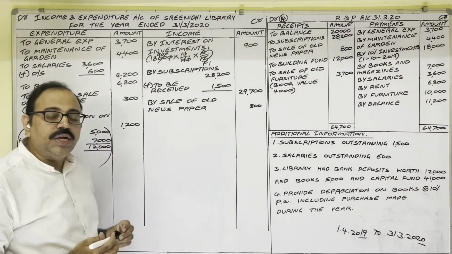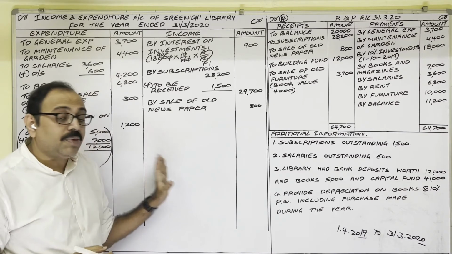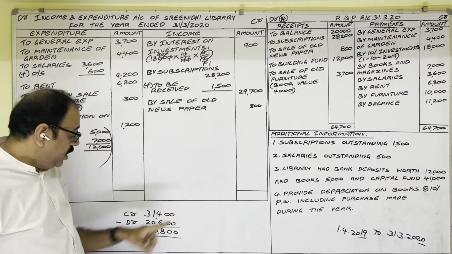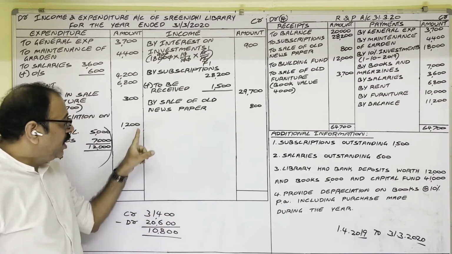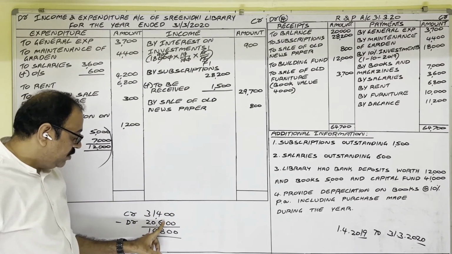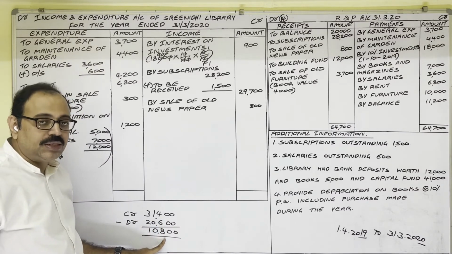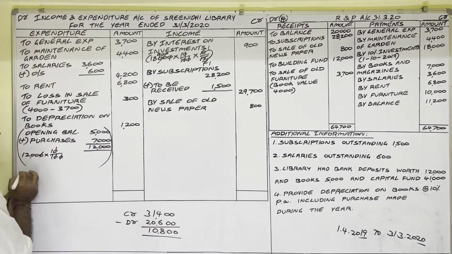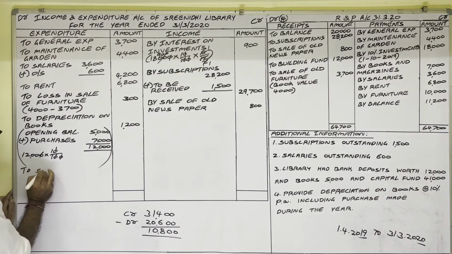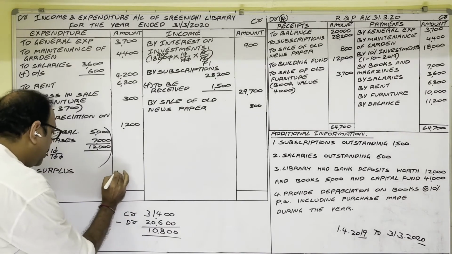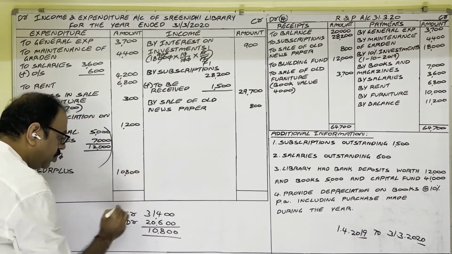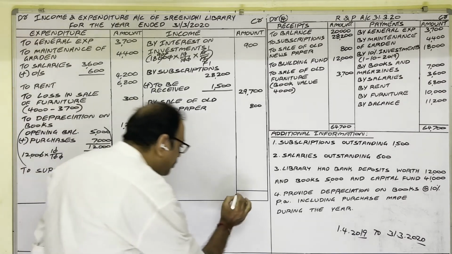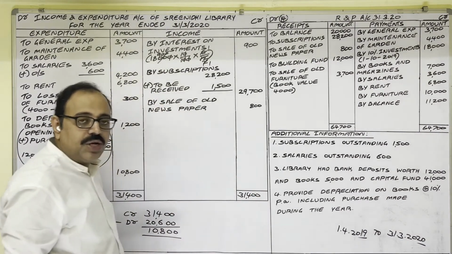So everything is completed. Finally, we have to calculate the surplus or deficit. So find out the totals of the two sides. Credit amounts total is 31,400. Debit amounts total 20,600. The difference, 10,800, is surplus. Income is more than expenditure. That surplus we should show on the debit side because the debit side total is less. To surplus 10,800. On both sides write the highest total, 31,400. Credit side also the same. With this, the income and expenditure account is completed.